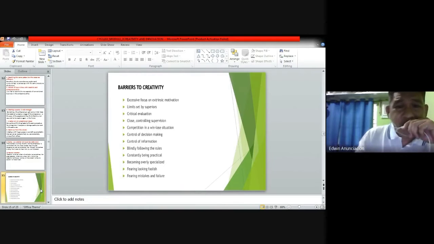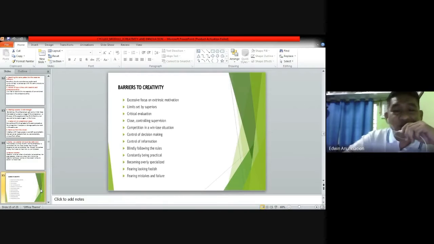And then, competition in a win or lose situation. Talagang definitely po, it is really a gamble. Nako, it is really a gamble. And then, control of decision making. So, parang connected po yan sa number 2 lang, no?